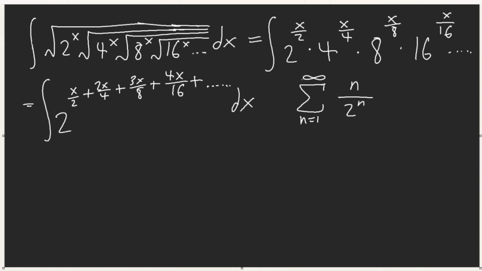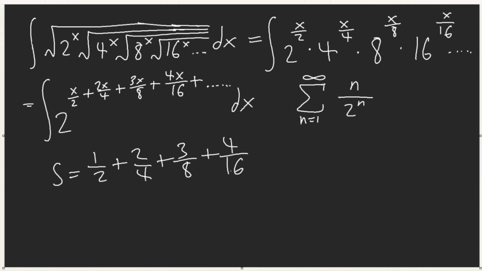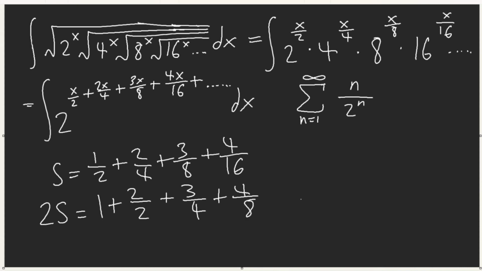So the way we solve this sum is, well, let's see. S is equal to 1/2, 2/4, 3/8, and 4/16, right? Now, because the denominator has a factor of 2, if I do 2s, then I get 1, and I get 2 over 2, okay? Don't worry about this. I'm just helping you visualize what's going on, right? Wait a minute, the denominators are shifted, right?